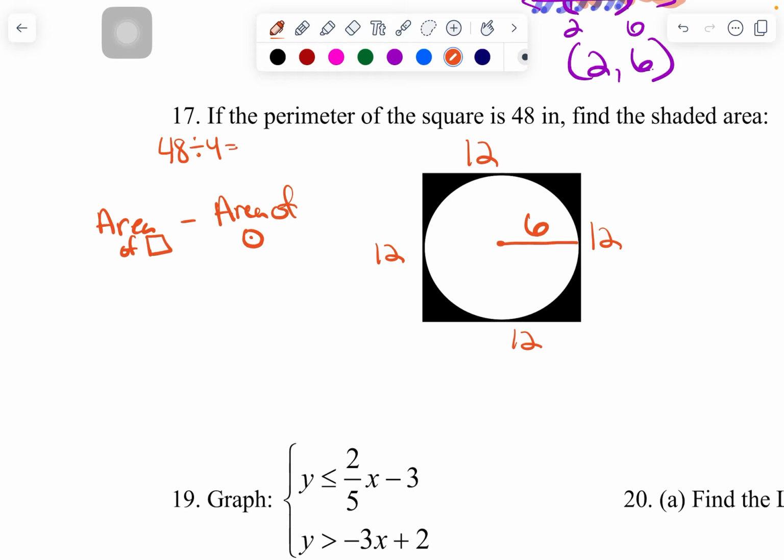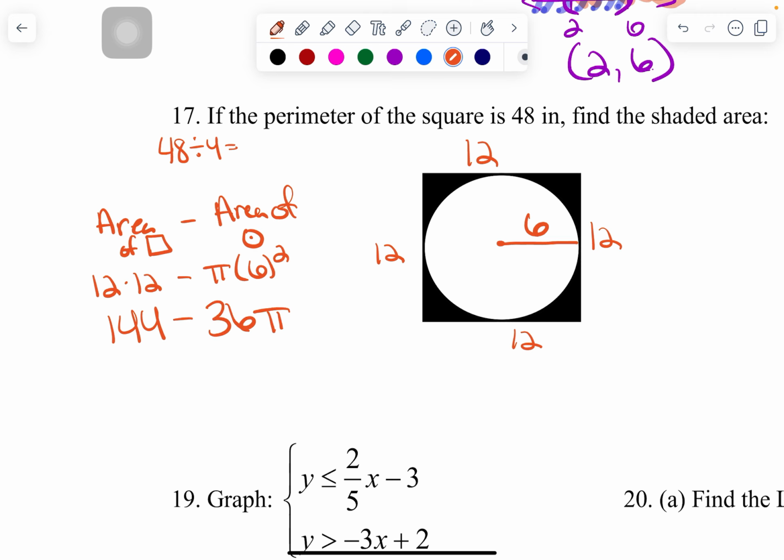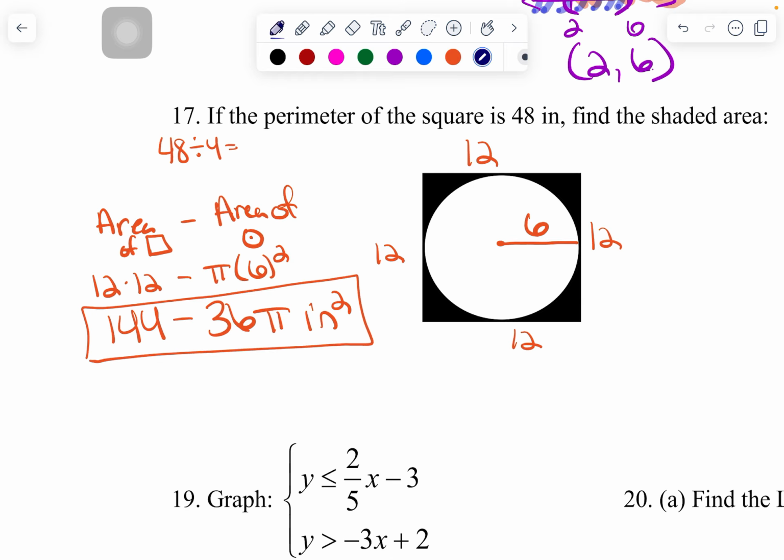All right. So the area of the square is going to be side times side, or 12 times 12. Area of a circle is pi r squared. So pi, radius is 6 squared. 12 times 12 is 144. 6 squared is 36 pi. And our units here were inches squared. That is the exact answer for the area of the shaded region.